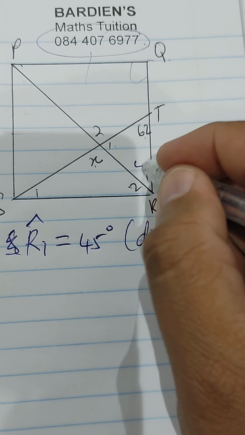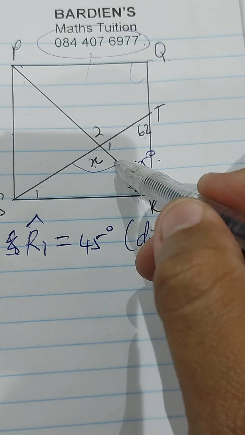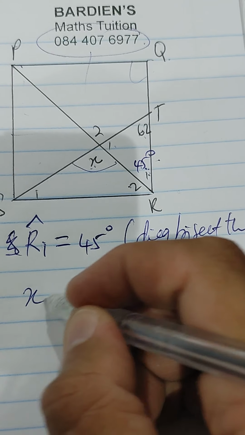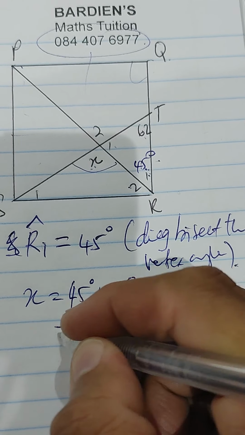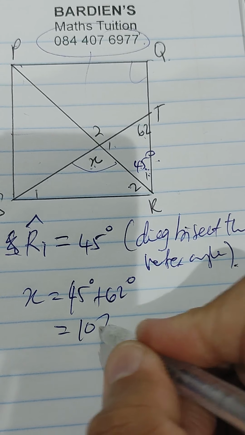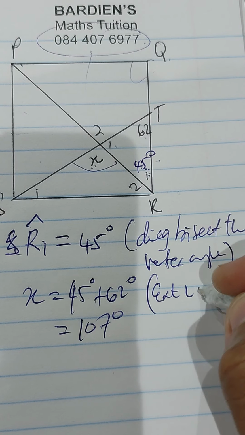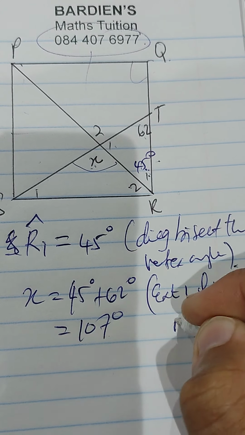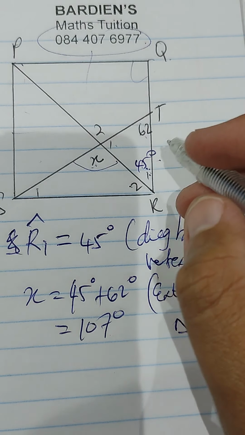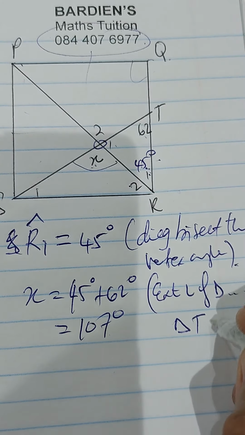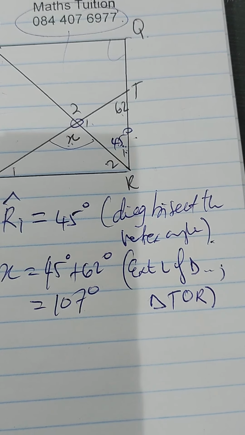So that is 45 degrees. So as we said, the exterior angle equals the sum of two interior opposites. So x is equal to 45 degrees plus 62, which is 107 degrees. And the reason here is exterior angle of a triangle, and it is triangle TOR. Okay.